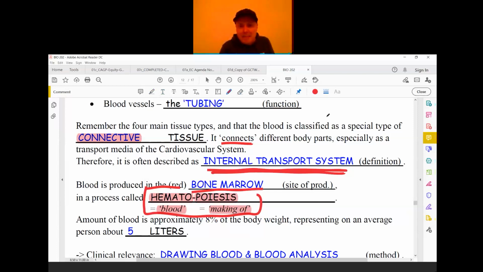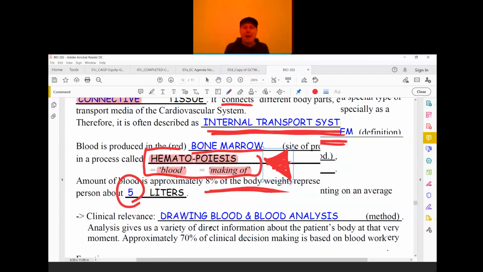So poiesis means making of something, and hemato is the term for blood. So if we're talking about generally making blood, that's going to be hematopoiesis. And if you wonder how much blood you have in the body, it's about 8% of your body weight. So that's on an average individual, roughly 5 liters.